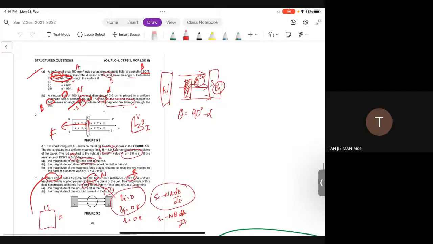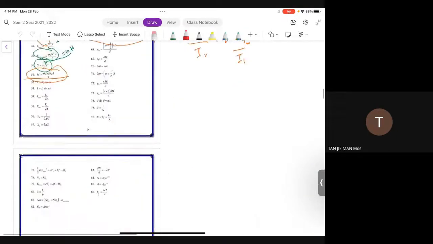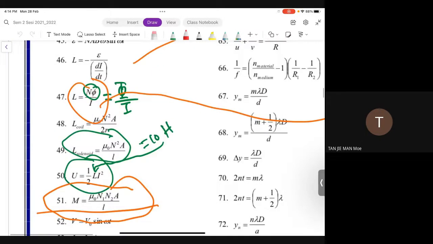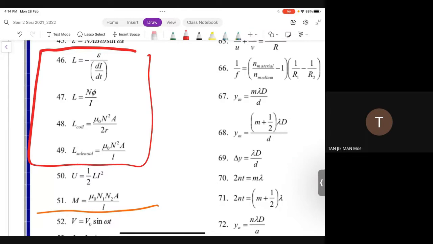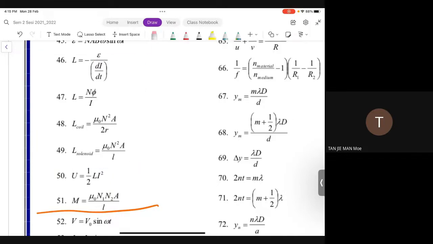Okay, kita tengok formula. Banyak formula L. There is a lot of formula L. So, mana satu you nak pakai? You boleh pilih nak guna. Apa yang kita nak cari? Kita nak cari induced EMF. So, induced EMF duduk kat sini. Kita boleh guna formula ni. So, we use formula 46 lah.